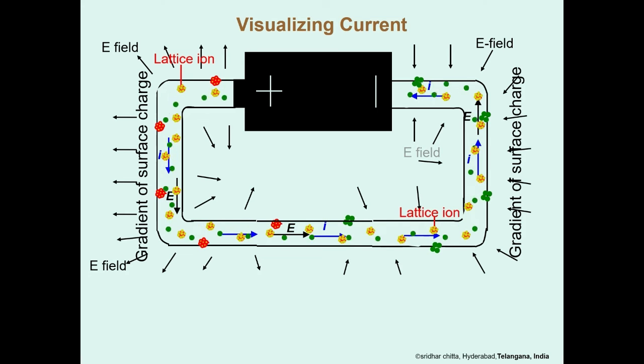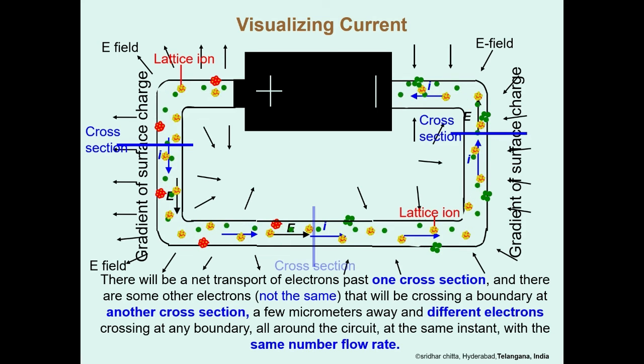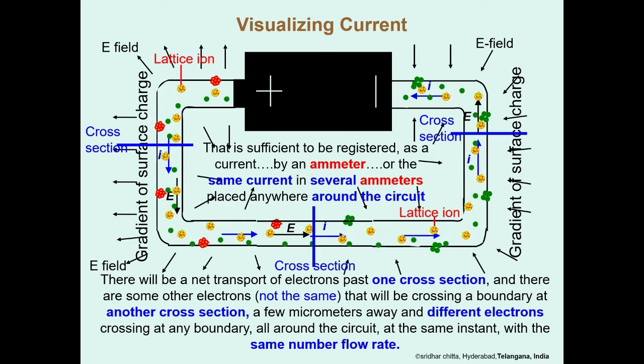Visualizing current. There will be a net transport of electrons past one cross-section, and there are some other electrons, not the same, that will be crossing a boundary at another cross-section a few micrometers away, and different electrons crossing at any boundary all around the circuit at the same instant with the same number flow rate. That is sufficient to be registered as a current by an ammeter or the same current in several ammeters placed anywhere around the circuit.